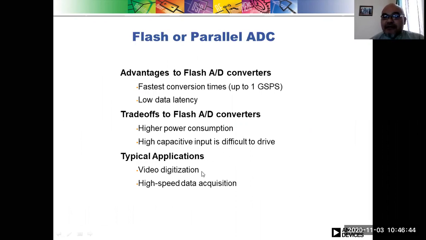Typical application is video digitization, because video is normally a frame, and a frame is two-dimensional analog data that happens at one simultaneous time. Every certain period of time, you have this two-dimensional data. So it requires very fast digitization. If you want to digitize this, the best is to use flash or parallel ADC. Another application is very high-speed data acquisition.